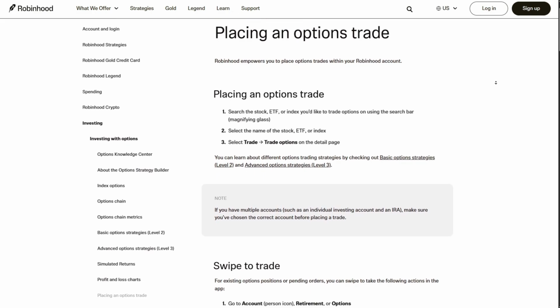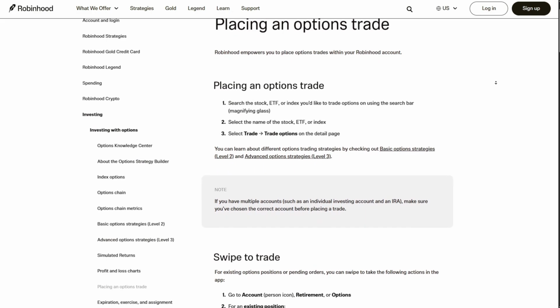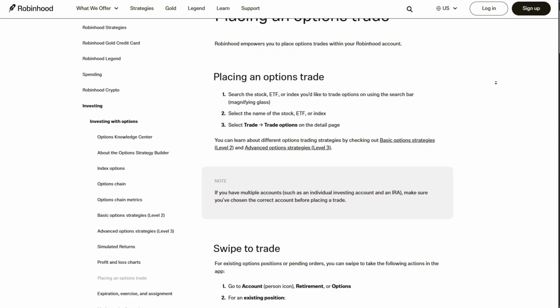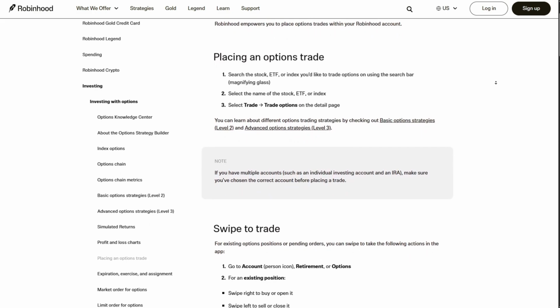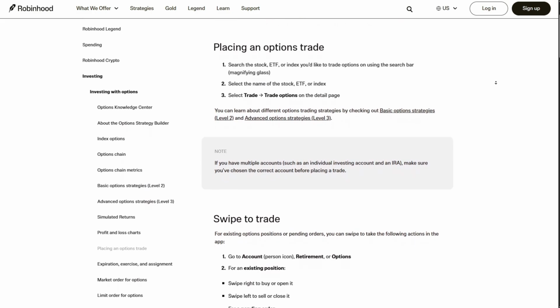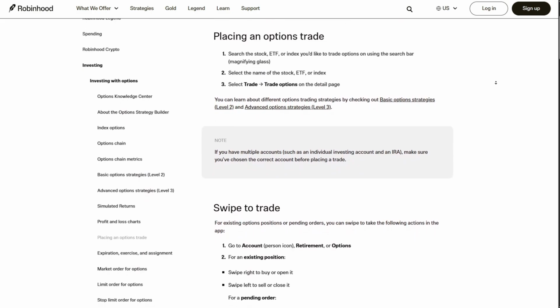First, open the Robinhood app and search for the stock, ETF, or index you want to trade options on. Tap on the name, then hit Trade Arrow Trade Options. Now choose your strategy and expiration date. Scroll sideways to find future dates.